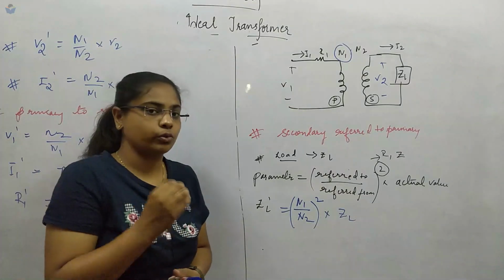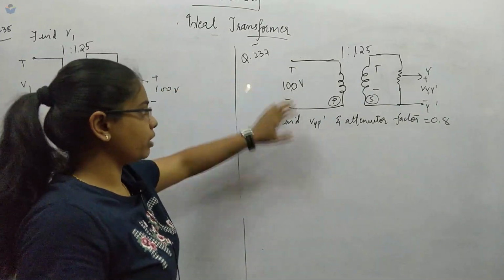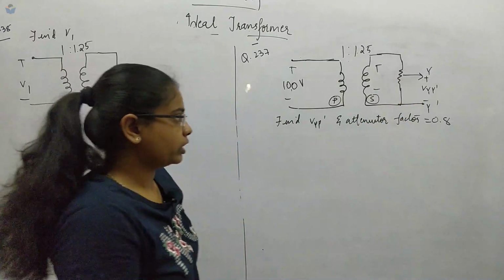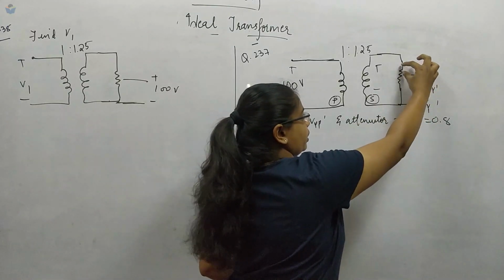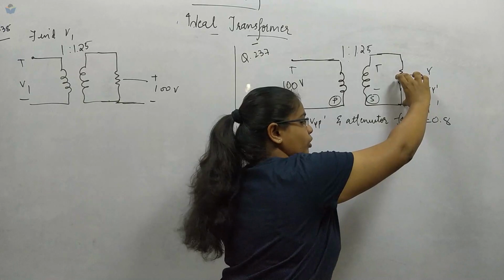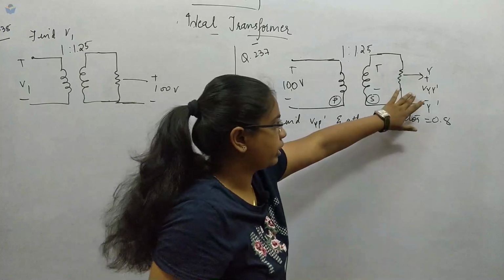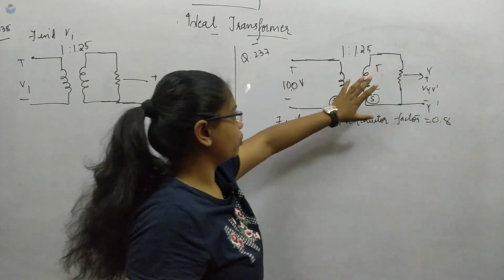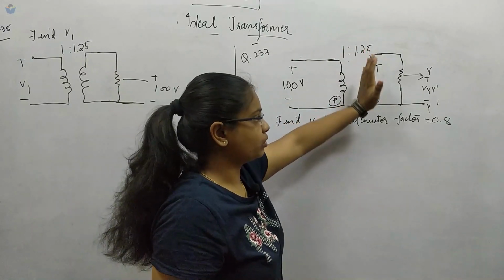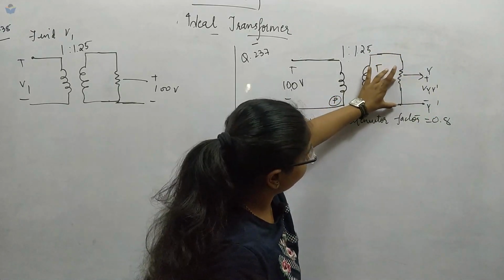Now we will see one question based on this concept. Coming to question number 237, we have to find Vyy dash over here and the attenuator factor is 0.8. So the attenuator factor is only this much, that means the rest will not be considered. We have to find from here to here, which is 0.8 times the factor of this voltage, that is Vyy dash. First we have to get this voltage of the secondary side. Once this voltage is known, we can multiply that voltage with 0.8.